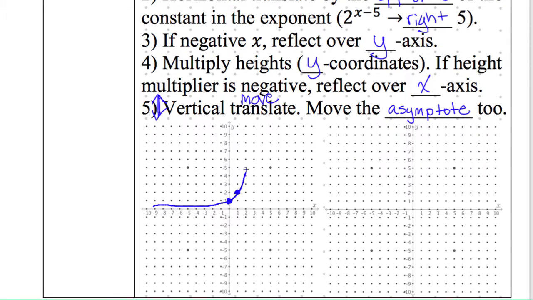Do you have to do the line or not? You eventually do need to do the line. For now, we're going to leave it off because otherwise it's going to get messy. So this is our parent function.